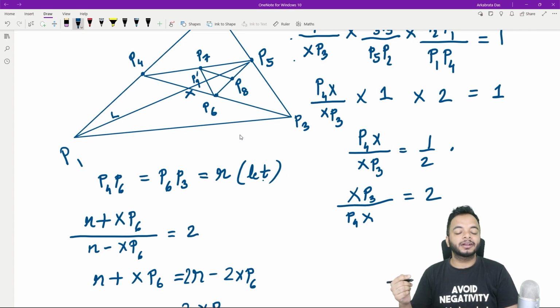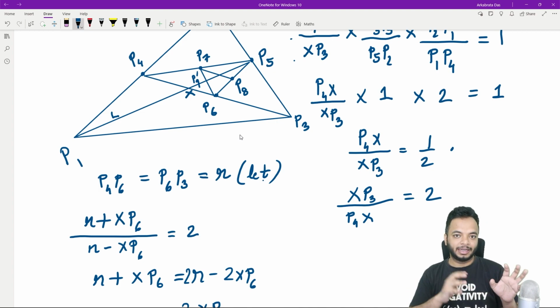Now why did I take that out? Because the next Menelaus theorem that I am going to use, in whichever triangle and the transversal, I needed that. So that was back calculation. I need this, and that's why I derived this.